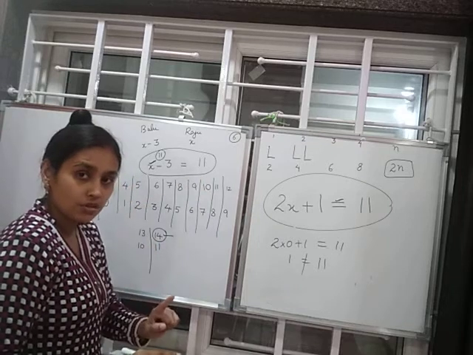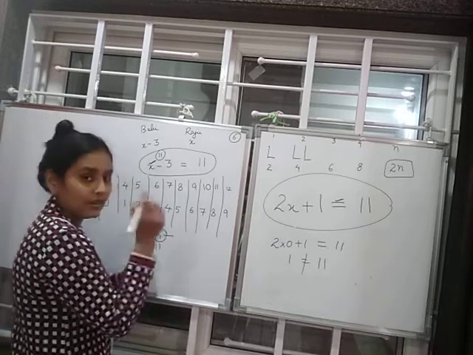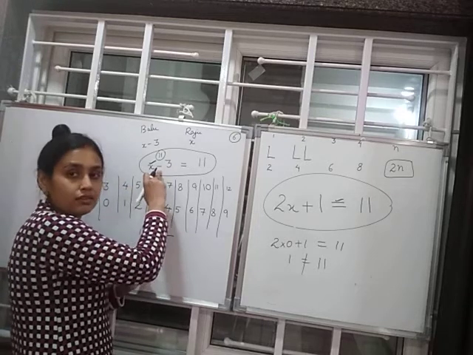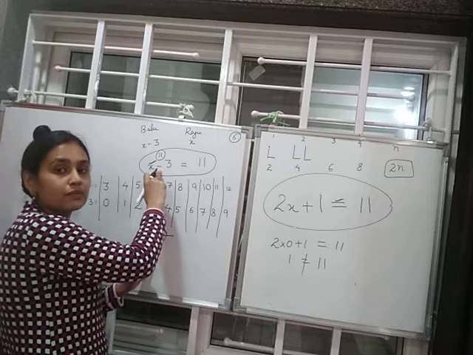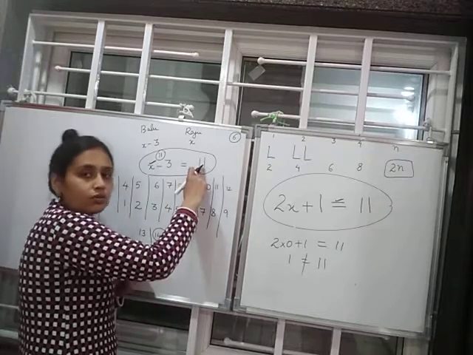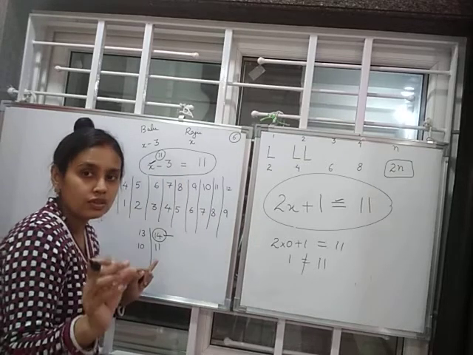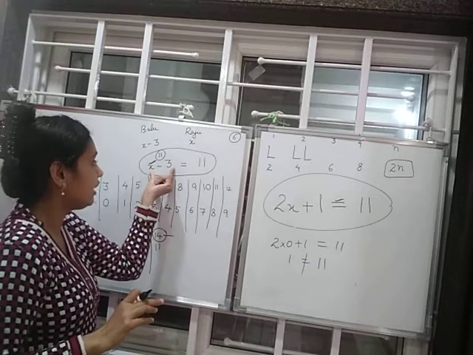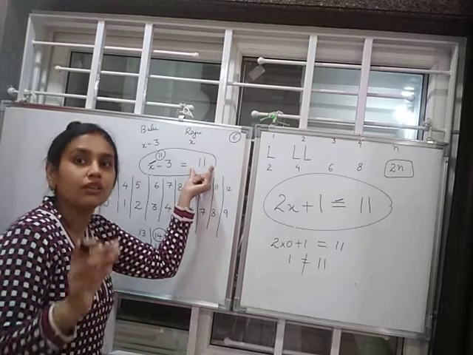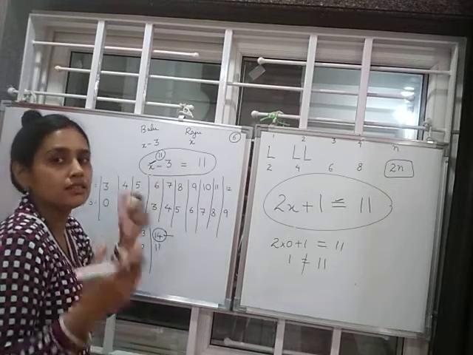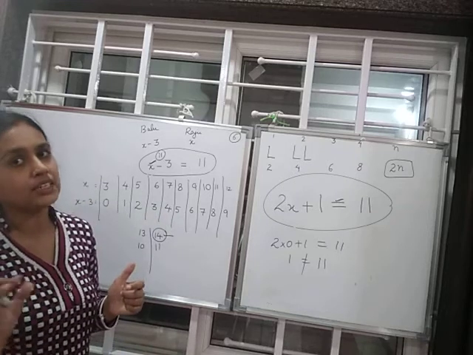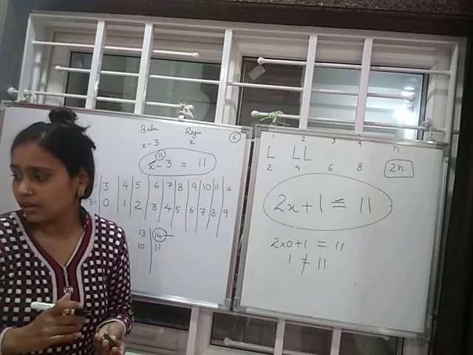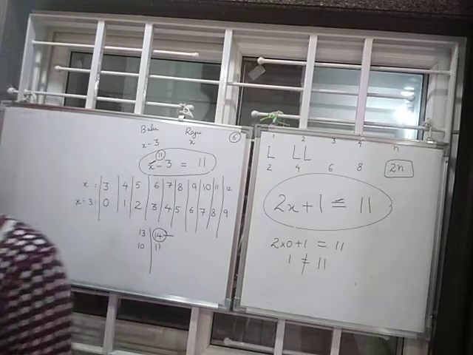That's why x is equal to 3 is not the solution of the equation x minus 3 is equal to 11. So what is the solution of this equation? 14. And why? Because when x is equal to 14, x minus 3 is equal to 11, which is equal to RHS. So a solution is the value of the variable at which the left hand side is equal to the right hand side. Okay. So this is all about the equation.